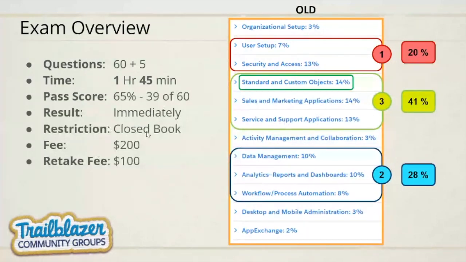It would be monitored, so you can give it in a proctored session, or you can go the online proctor way, where you set up a webcam or use your computer's webcam and give it in a room where somebody would be monitoring you through the webcam. The exam fee is $200, and if you take a reattempt, it would be half the price, $100. And then we'll come to the syllabus.